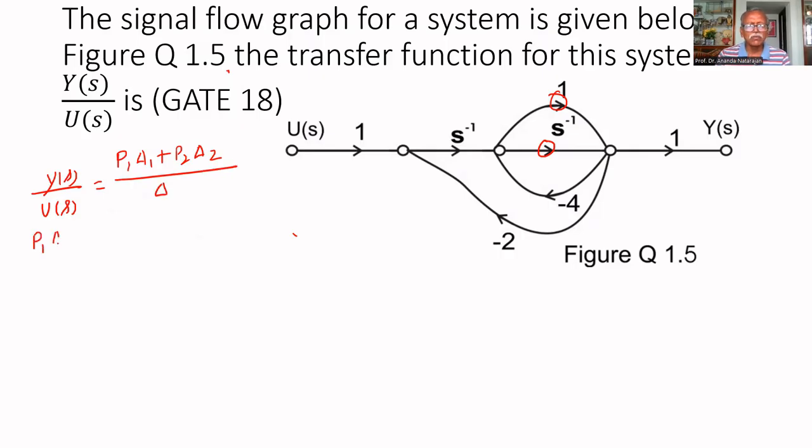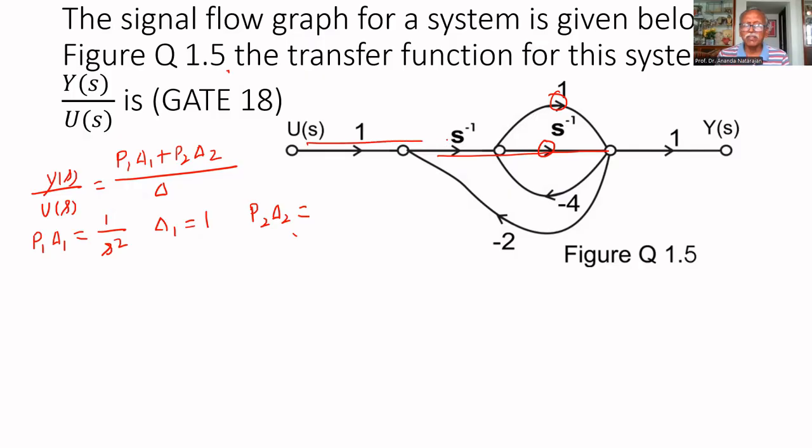P1 delta 1: the first forward path. The gain of this first forward path is 1/s². Delta 1, the delta of the part of the graph which is not touching the forward path, is nil. Therefore, delta 1 equals 1. P2 delta 2: delta 2 is also equal to 1, because there is no part of the graph which is not touching the second forward path.